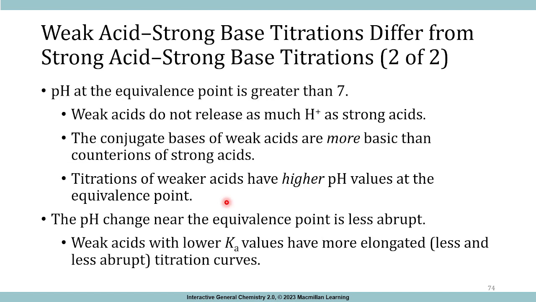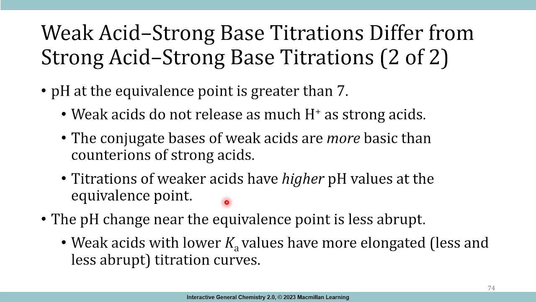So the pH at your equivalence point has to be greater than 7. The weak acids do not release as much H plus as strong acids. The conjugate bases of a weak acid are going to be more basic than your counterions of strong acids by definition, because it would not be a weak acid if it did not have a reasonable conjugate base that has some real basic properties. The titrations of the weak acids have to have higher pH values at that equivalence point, so they have to be greater than 7.